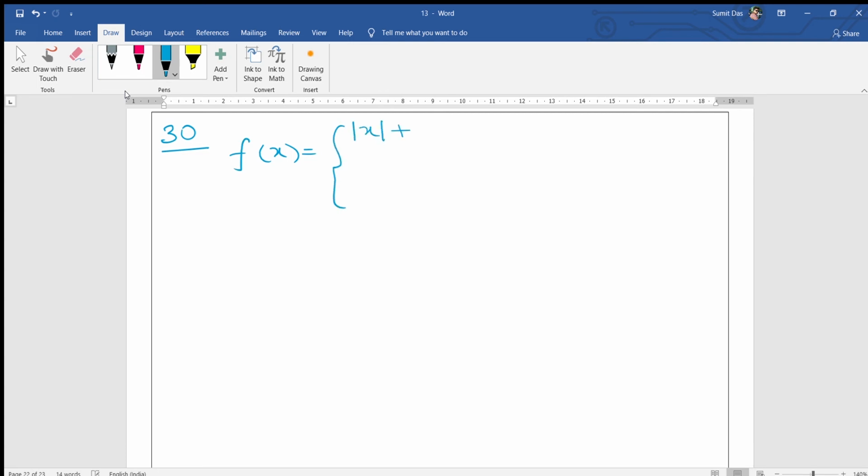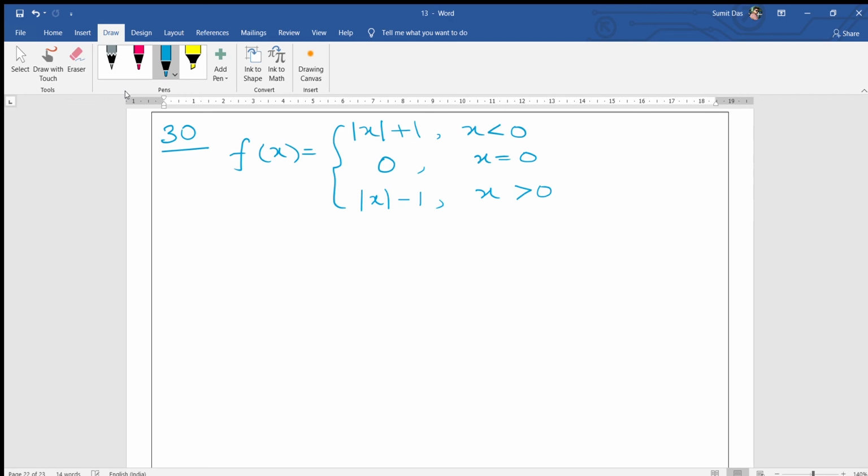modulus of x plus 1 when x less than 0, then equal to 0 when x equal to 0, and modulus of x minus 1 when x greater than 0. The function is given, three values are given: when x less than 0, when x equal to 0, and when x greater than 0. Okay, the function values are given.